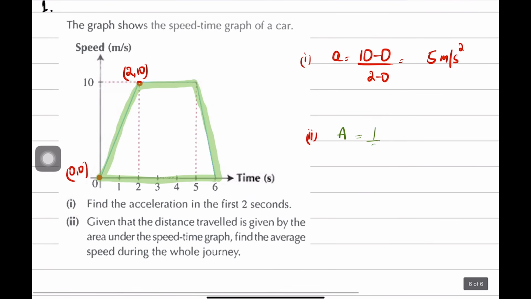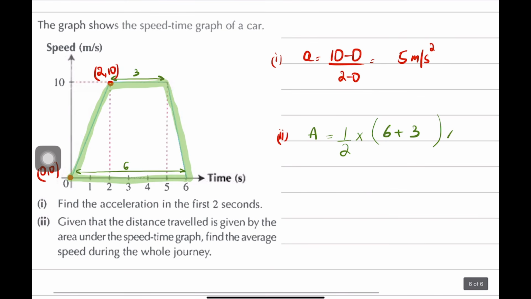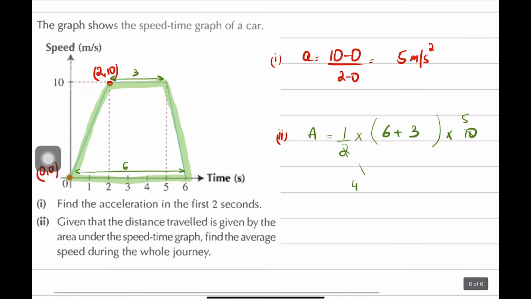So area equals to half. I'm not going to write down the formula. Let's immediately find out the sum of parallel sides. Let's start with the parallel sides. So here's one side, and this is going to be 6. Here is the other. How long is this going to be? 3. From 2 to 5. So that's going to be 3. So 6 plus 3 into the height. What is the height going to be? 10. Good job. So 6 plus 3 is 9. 9 times 5 is 45.